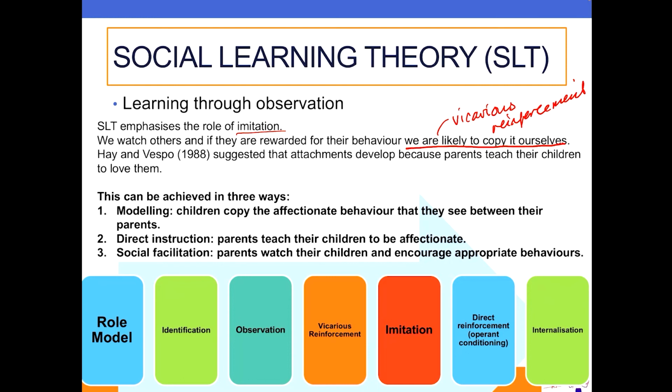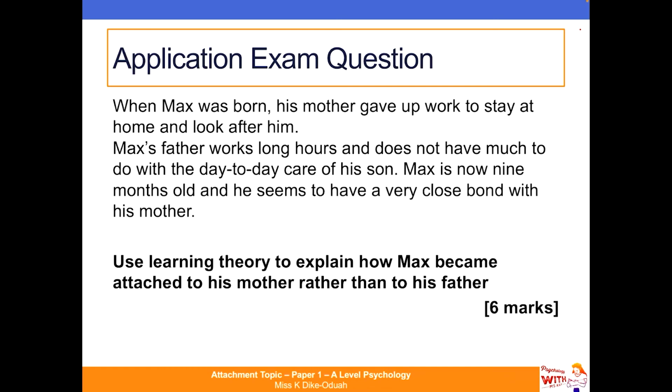Direct instruction. I'm sure many of you have been in situations where maybe your grandma or your mom or your dad says, come here and let's have a hug, or come here, let me hold your hands, or come and give me a kiss on the cheek, or whatever the case might be. That is your role model, according to the social learning theory, teaching you, telling you how you ought to behave. And then social facilitation, when the mother or father or any primary caregiver is watching the infant and encouraging them to produce appropriate behaviors.